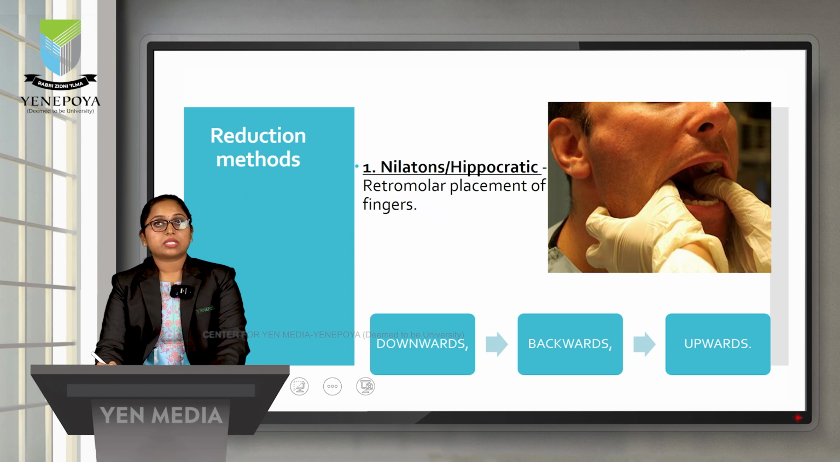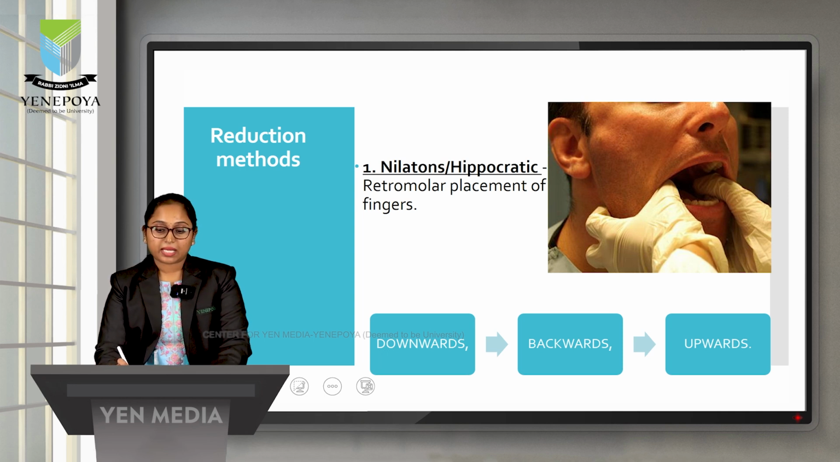There are certain reduction methods which are followed, of which the Nelaton or Hippocratic method is the most common technique usually followed. In this method, one has to place the thumb, as shown in this figure, on the occlusal aspect of the molars or on the buccal sulcus, and the remaining fingers have to be placed below the lower border of the mandible. The movements are first a downward movement, then backward, and then upward. This is how we reduce the dislocated condyle.